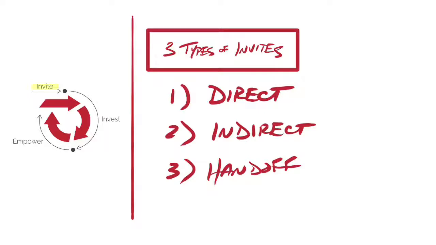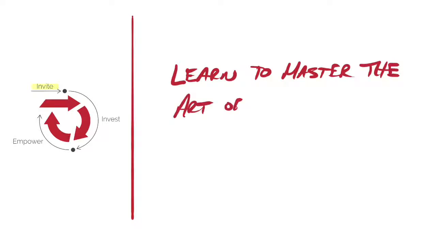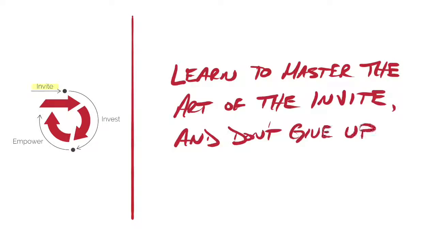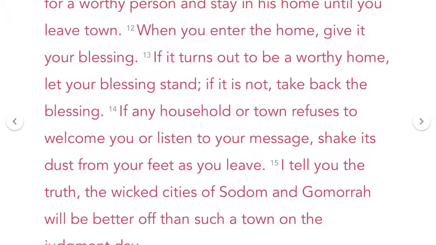Think about the people in your world that you might be able to disciple someday and decide which of those 3 methods is the most appropriate. And I want to just finish with this thought. You need to learn to master the art of the invite and don't give up on it. It really is an art. It really does take some practice. It takes some determination. You're probably going to be rejected. I've been rejected many times when it comes to trying to invite someone into a mentoring relationship, but I've not given up on it, and so I've discipled many people in my life already.